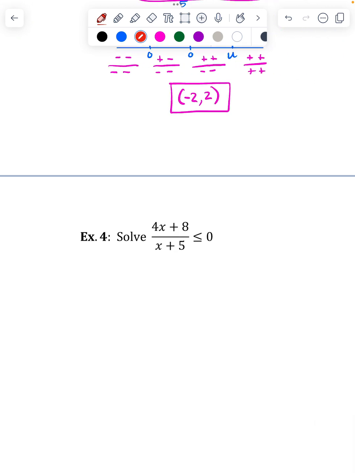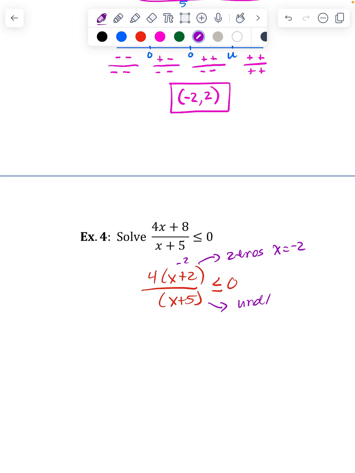Hopefully you already tried this one. The only factoring I can do is to take out a GCF on the top, and I am looking for this to be less than or equal to 0. Here, my 0 values, or my zeros, will be at x equals -2, and my undefined values, or vertical asymptotes, will be at x equals -5. So both of those numbers are going to go on my sign chart.